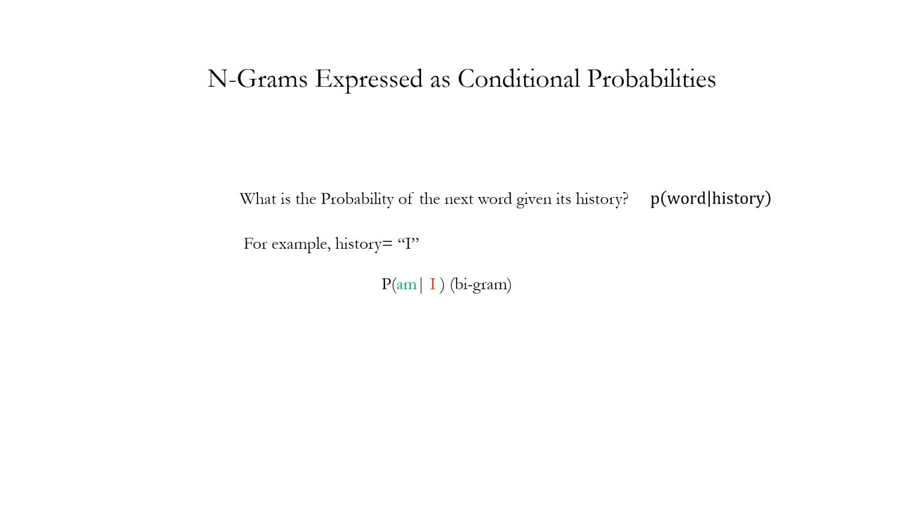N-grams can be expressed as conditional probabilities. So the question you're asking is, what is the probability of the next word given its history? And we could express it this way. Word is the target, history is the predictors, okay? For example, the history I: how does it predict am? That's a bigram. I am: how does that predict happy? That's what we would call a trigram.